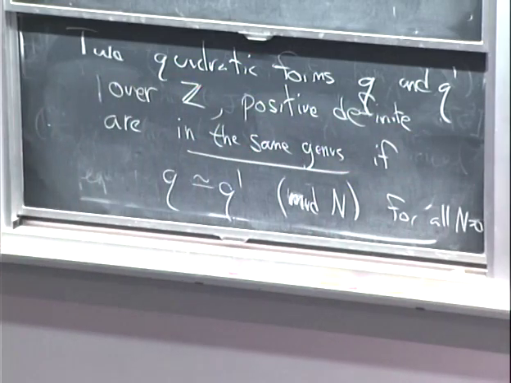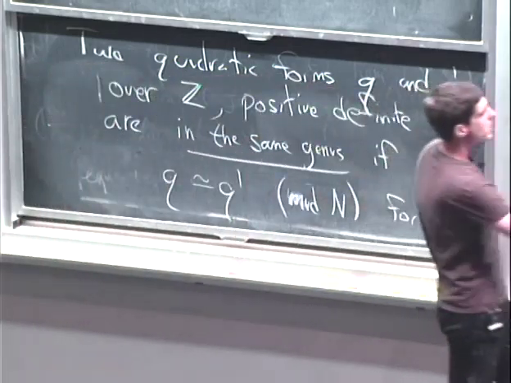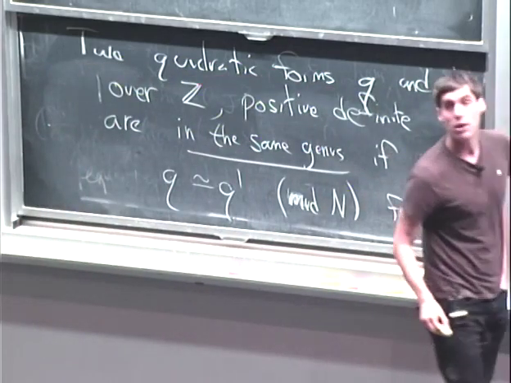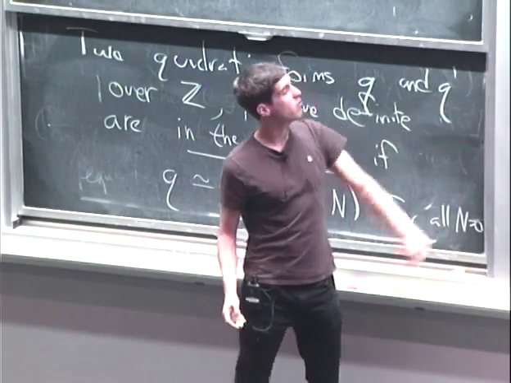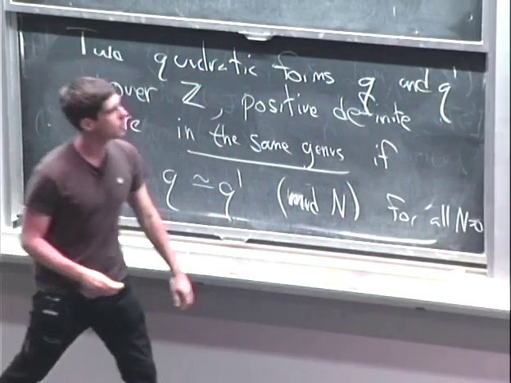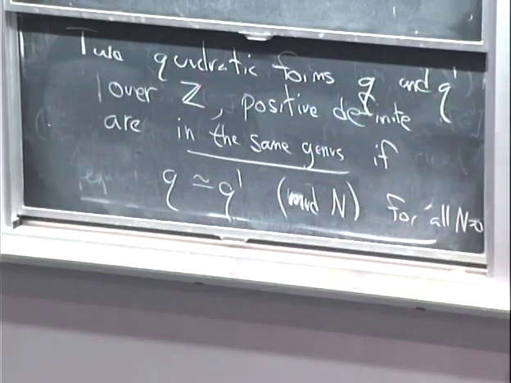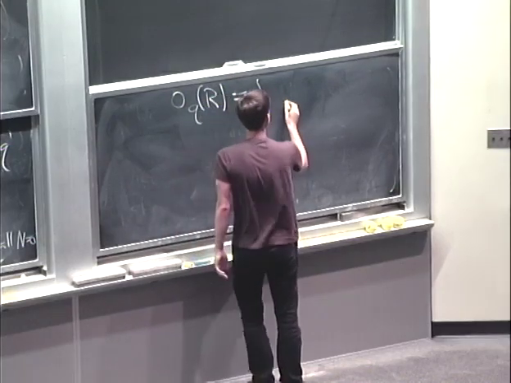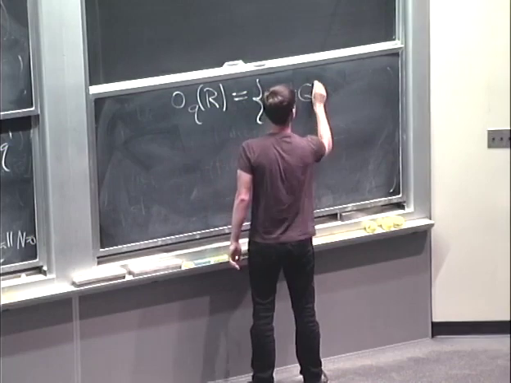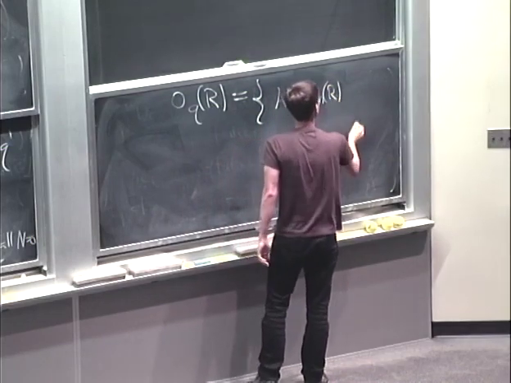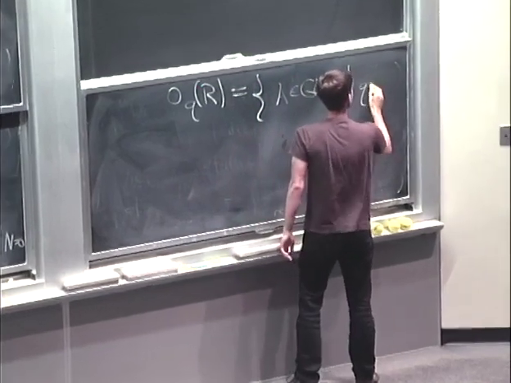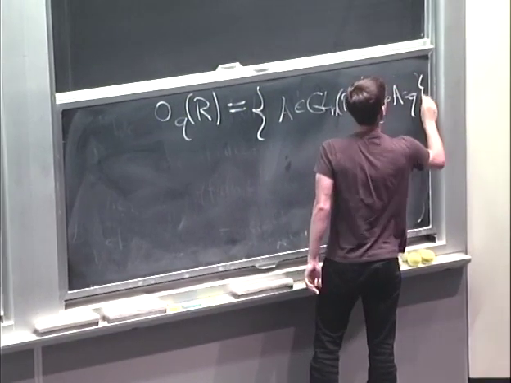So before I can state that, I need to introduce a little bit of notation. So let's say that Q is a quadratic form over some commutative ring R in n variables. So I'm going to write O_Q of R, the orthogonal group of Q. This is the set of n by n matrices, linear changes of coordinates, which preserve the quadratic form Q.